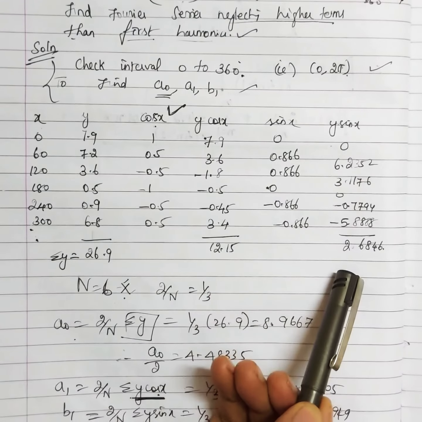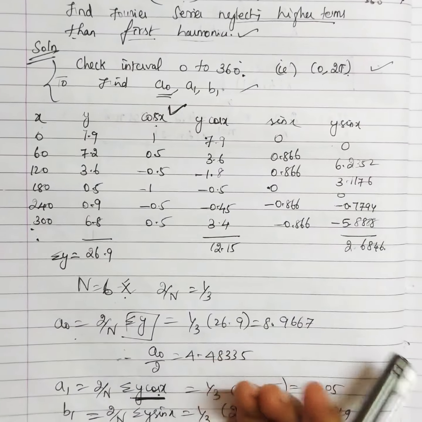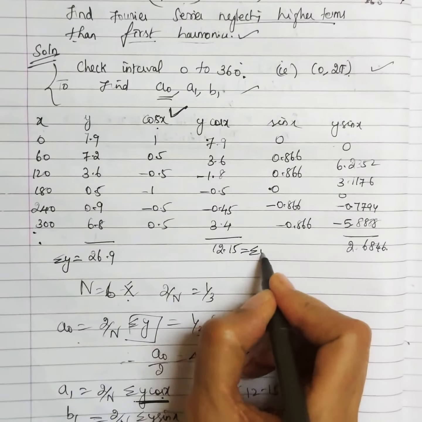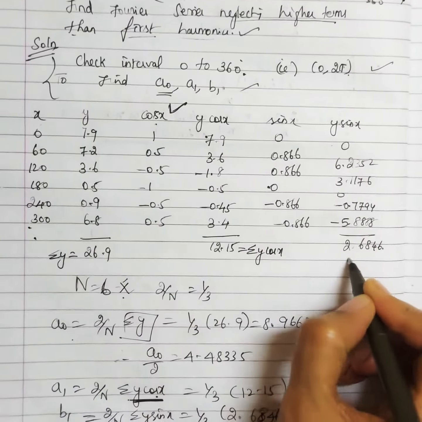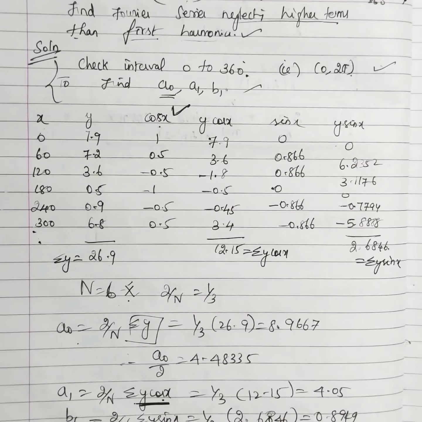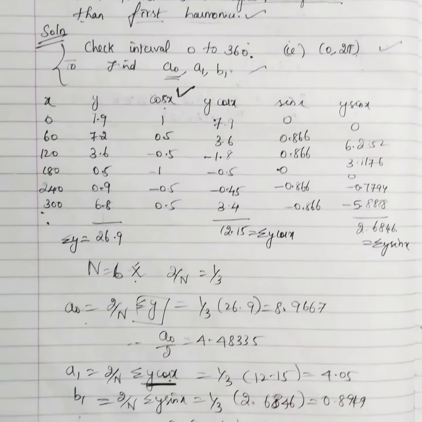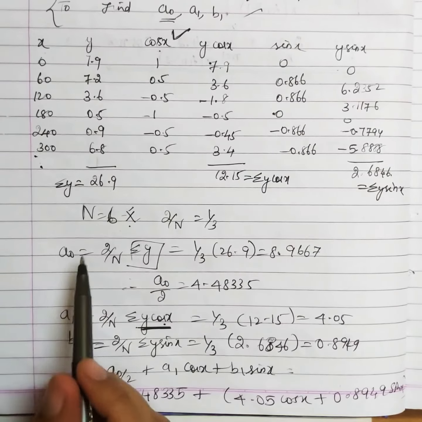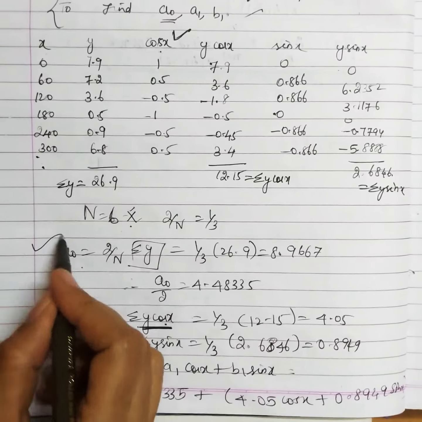So the summation of all y sin x, we will write it, because we need it for the formula. So what we got is the summation of y cos x, and here it is the summation of y sin x. My handwriting is too bad because I'm feeling sleepy.